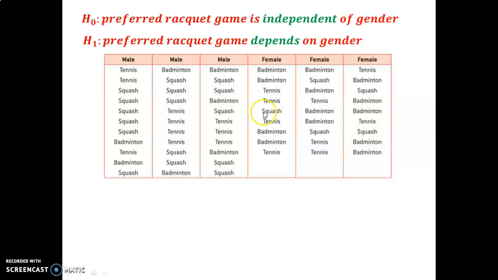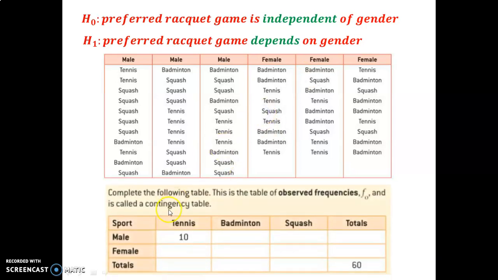Okay, so there's our data, and now let's take the data and put it in a more usable, easy to use form. So we're going to make a table like this, and we're going to call this the table of observed frequencies. Observed means from the experiment, from the sample, from the survey. It's the observations we have, and we call that F sub O. Sorry, that's F sub O, not zero, for the observed values.